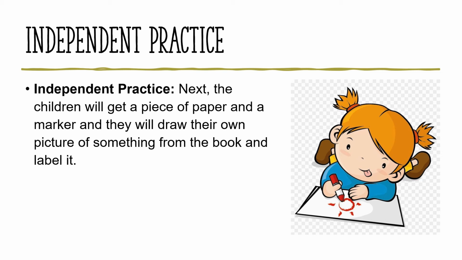So next, the children will get a piece of paper of their own and a marker, or a set of markers, and they will draw their own picture of something from the book and label it. I will have the book there on the table so that they can refer back to the book, because I want them to get used to the idea that they can use the book when they're doing their activities.